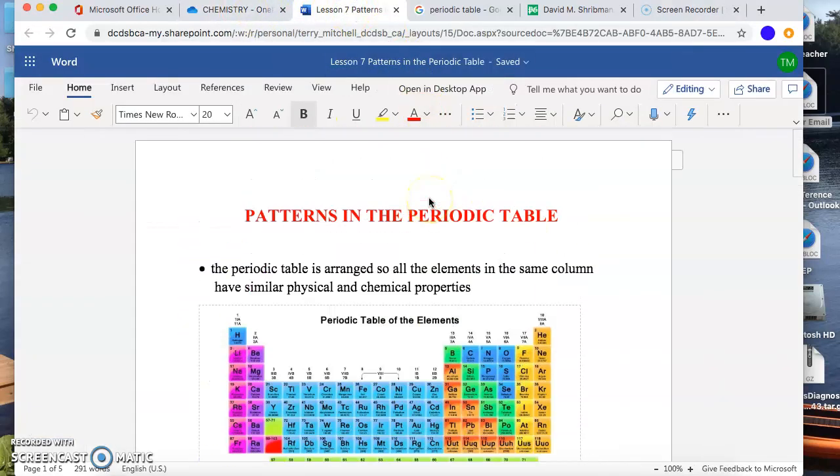Hey everyone, back for another lesson on the periodic table. So today, as I promised last day, we're going to look at patterns in the periodic table.